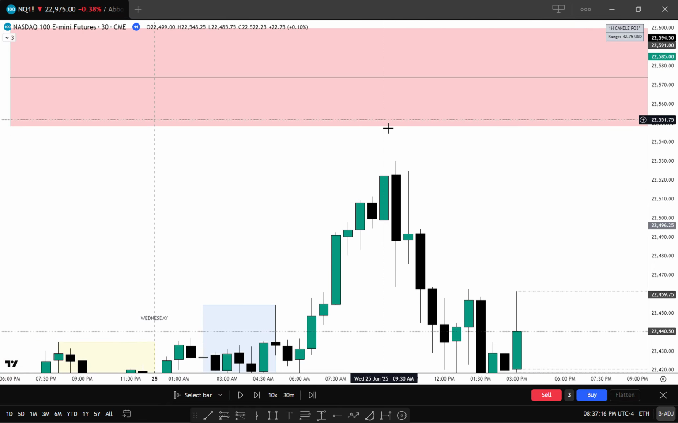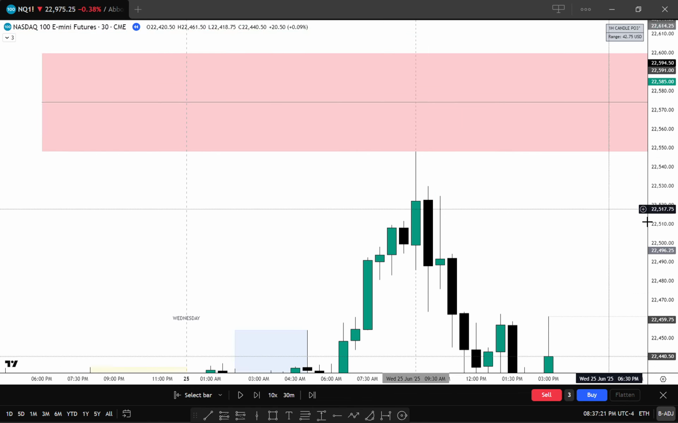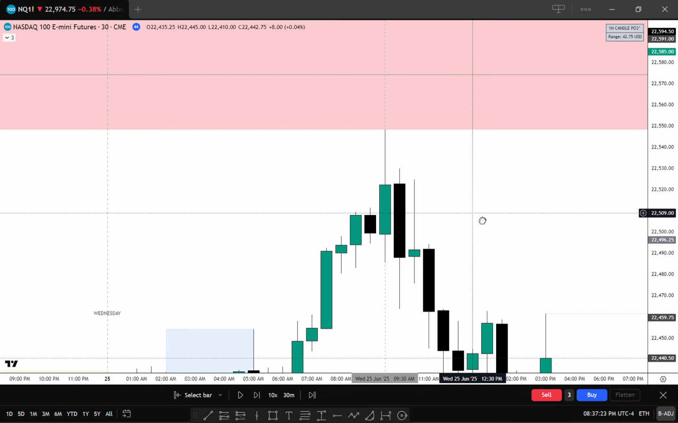There will be a manipulation higher, leaving behind this wick. A wick is manipulation, guys. You guys know that, right? Every single wick is manipulation.